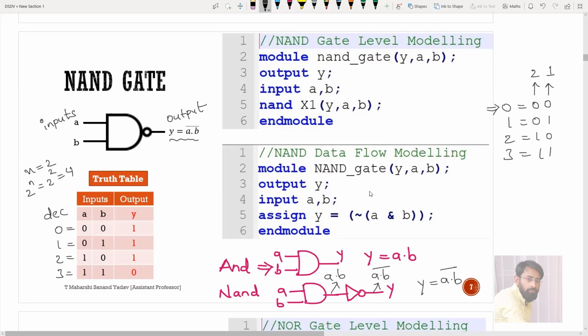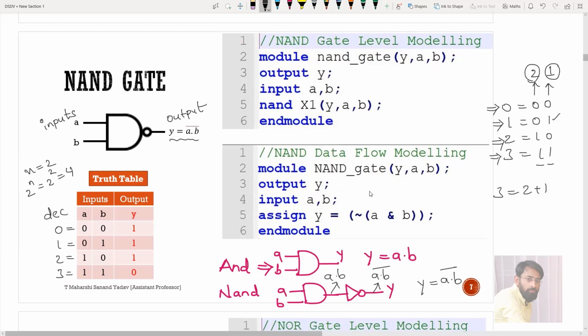Suppose if you want to write 0, it will be 0 0. For 1, in this position I want 1, so I'll write 1 followed by 0. Next, if I want to write 2, in this position I'll put 1, and the remaining will be 0. If I want to write 3, 3 is nothing but 2 plus 1, so in these two positions I'll write 1 and 1. So I have filled the truth table.